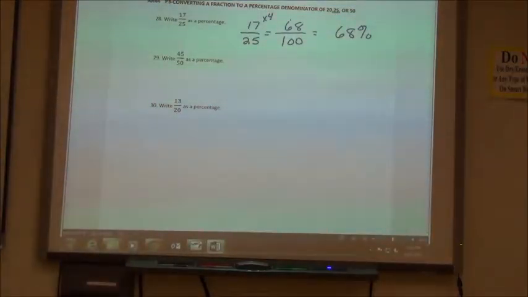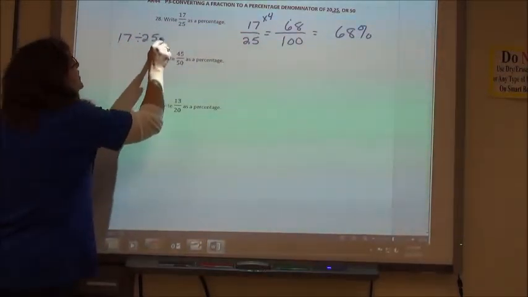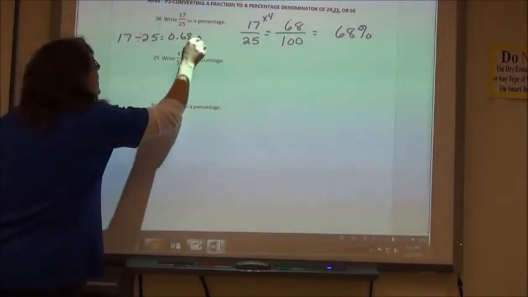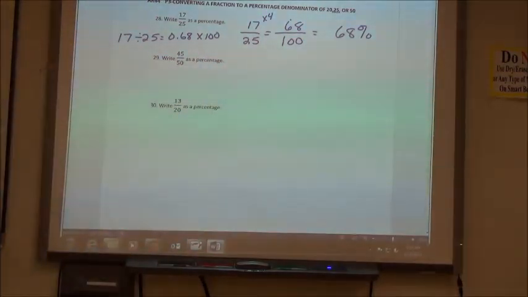Now another way of changing a fraction into a percent, if you're going to use your calculator, is just to divide. 17 divided by 25 gives you what on your calculator? 0.68. I have to remember that when I change that, it changes it into the decimal, and then I have to still change it to the percent, so I still have to multiply by that 100 to move my decimal over 2 places.